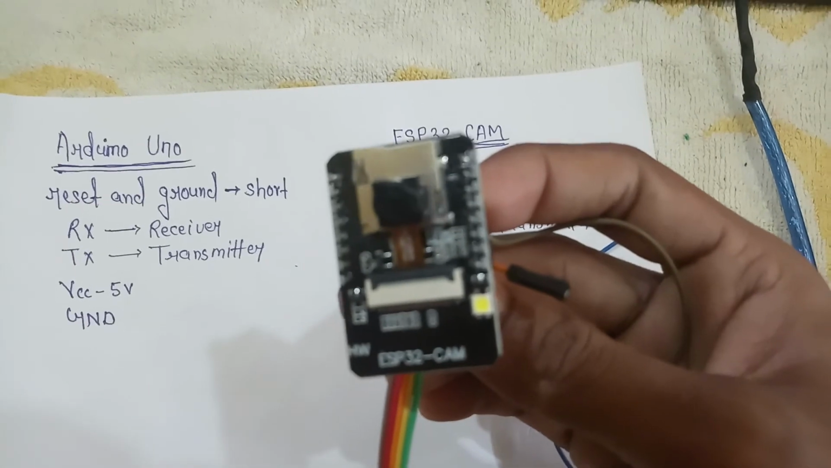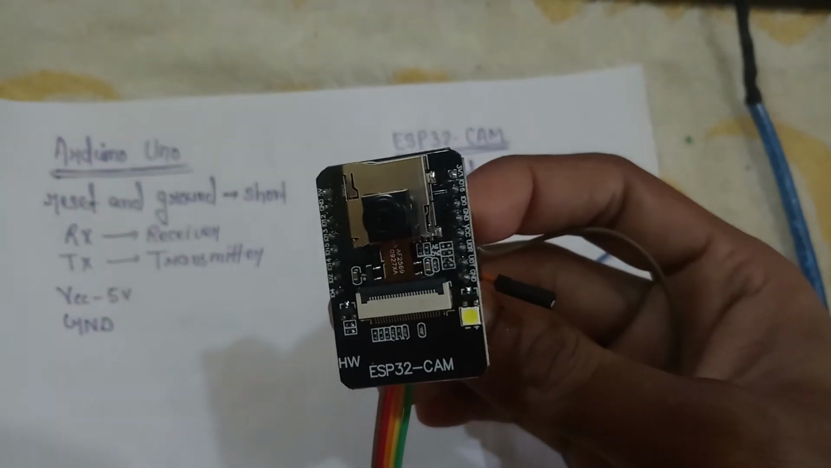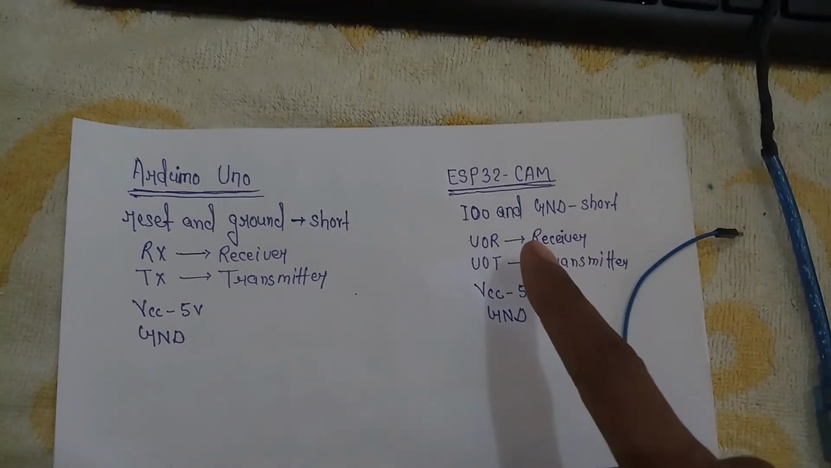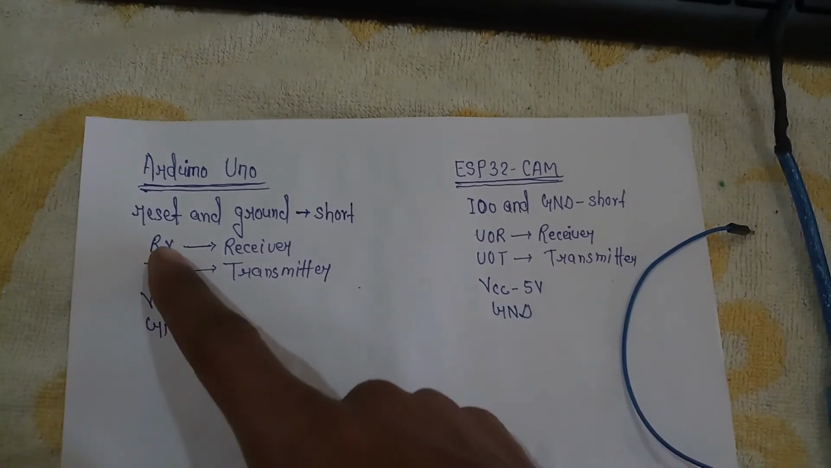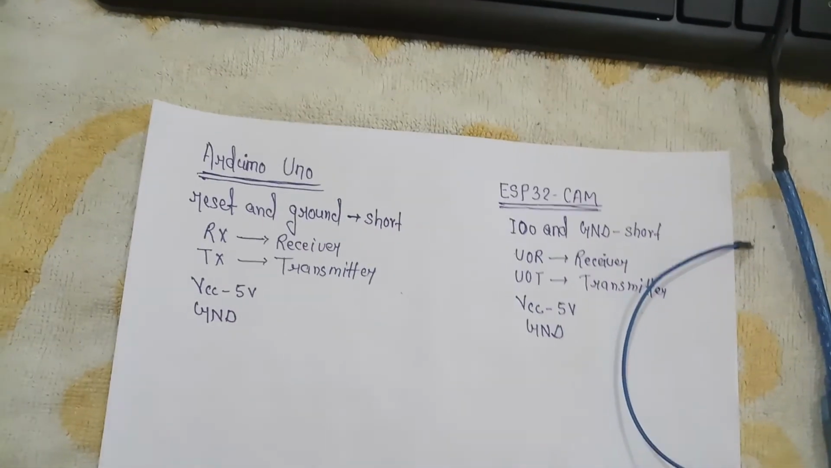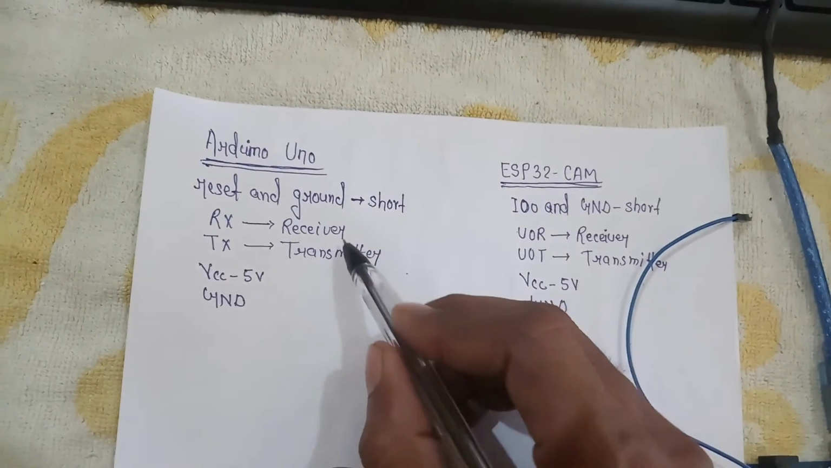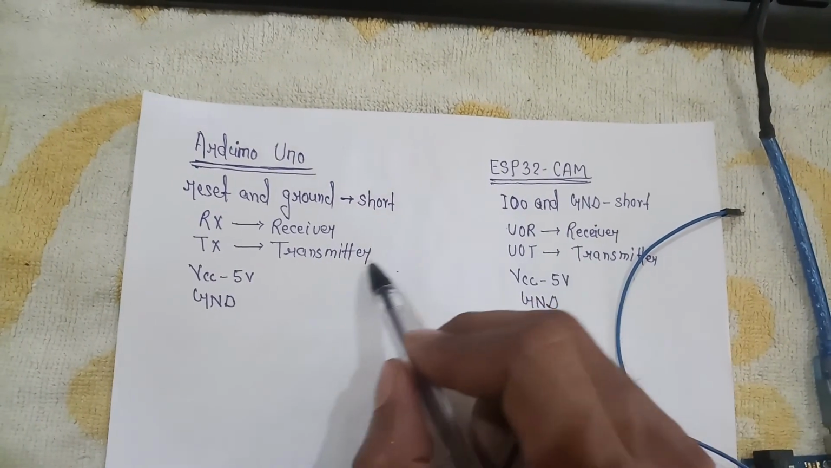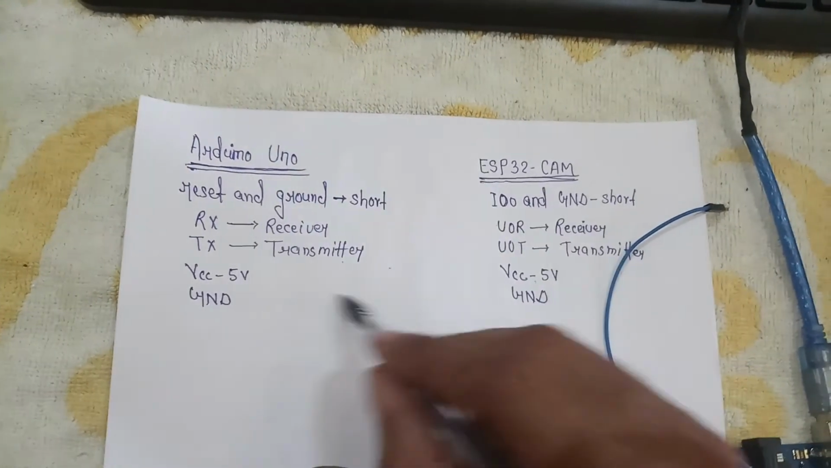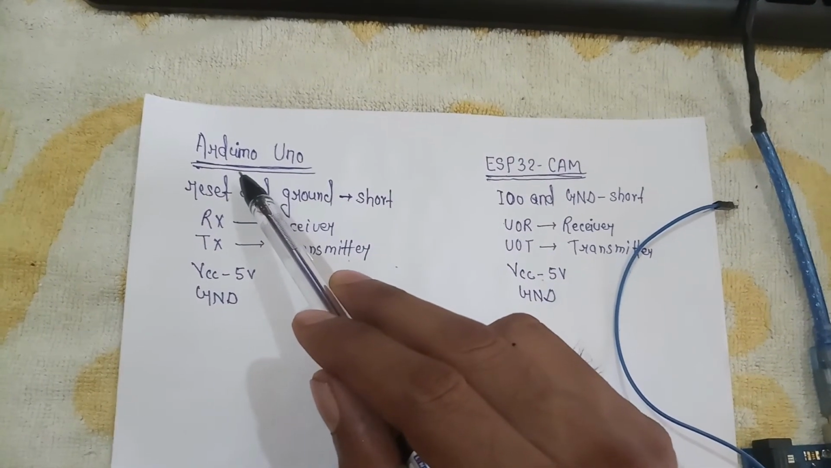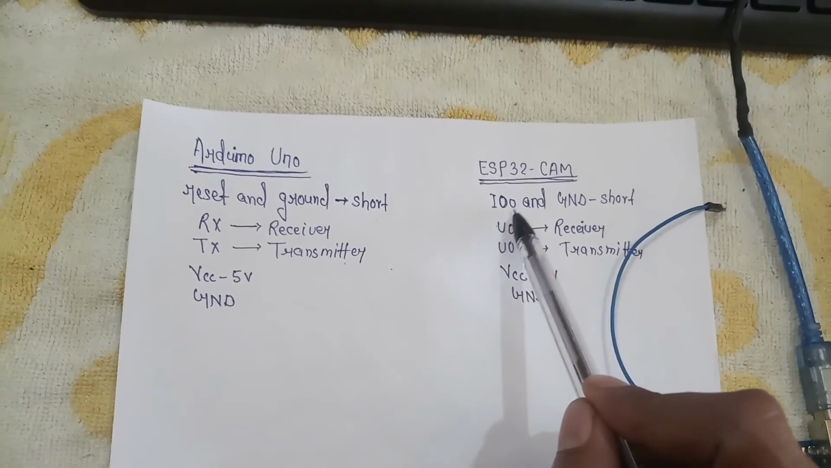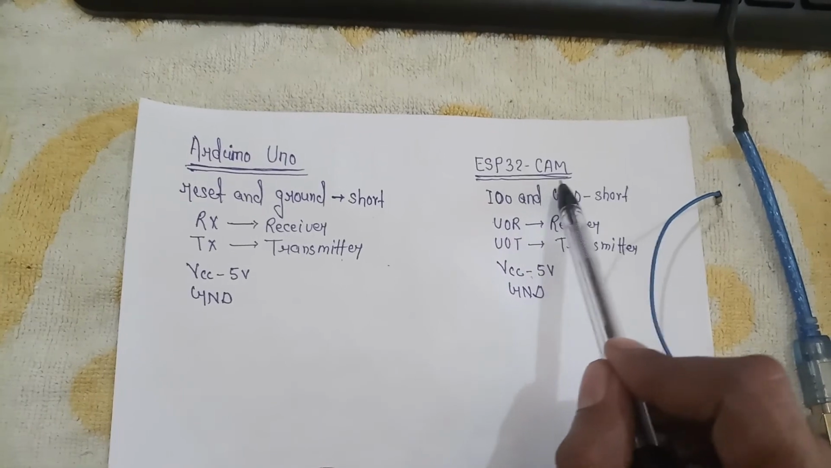Now see that U0R is the receiver pin and U0T is the transmitter pin. Connect the receiver to the receiver, and the transmitter to the transmitter of the Arduino Uno, VCC 5 volt to VCC 5 volt, and ground to ground. Then your setup will be completed. Keep in mind that the Arduino Uno's reset and ground should be shorted, and IO0 and ground should be shorted on the ESP32-CAM.